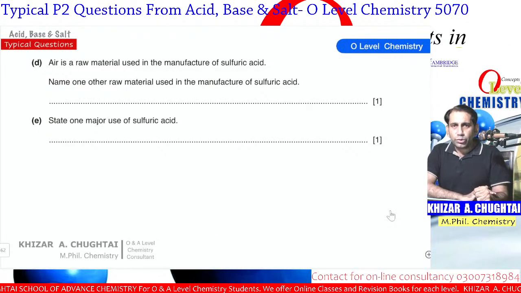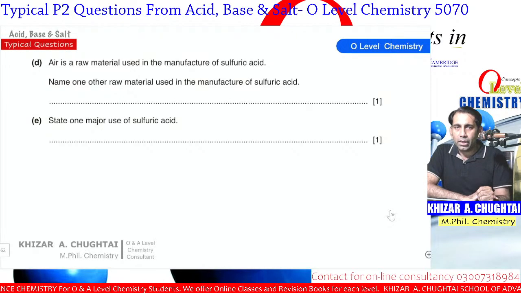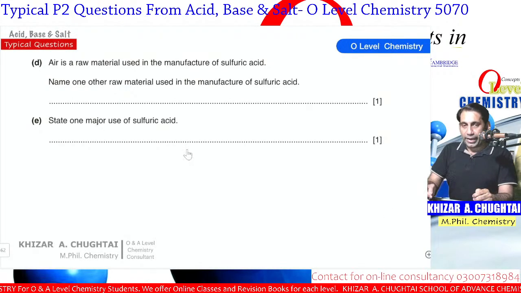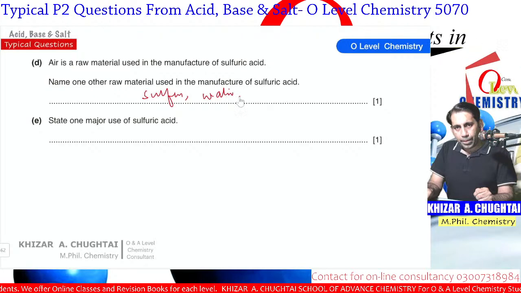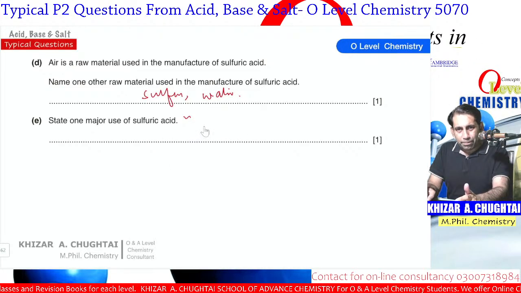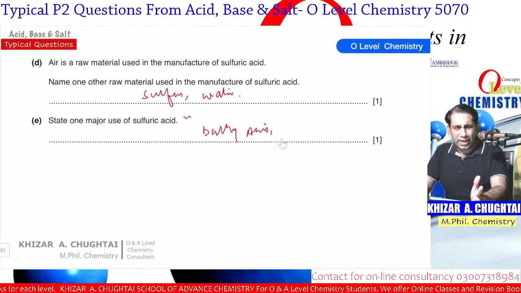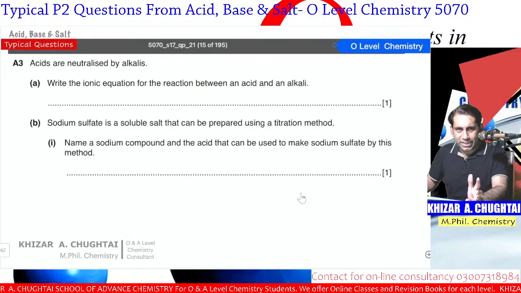Air is the raw material used in the manufacturing of sulfuric acid. Name other raw materials used in the manufacturing of sulfuric acid. As I told you, the next ones are sulfur and water. State one major use of sulfuric acid. For battery acid, you can say it is used to make fertilizer, and so on. There are 3 to 4 uses basically.